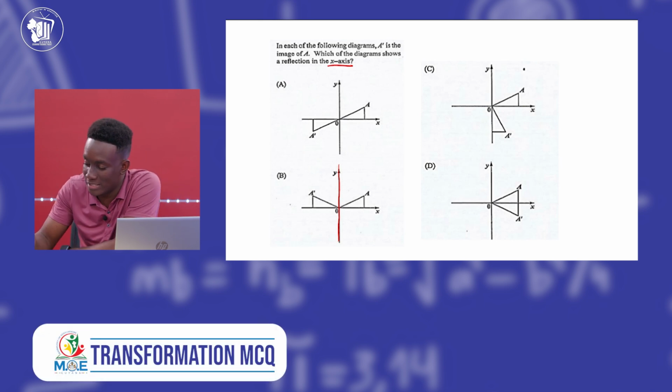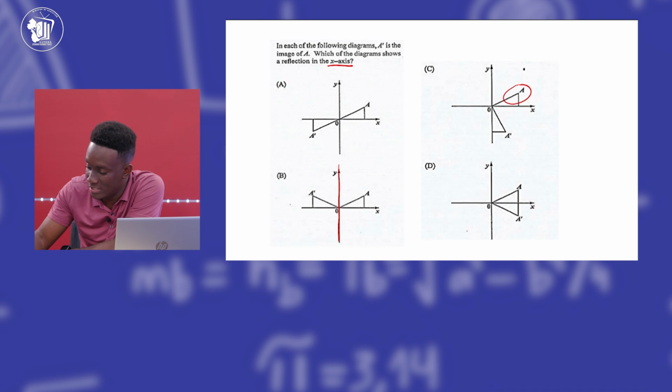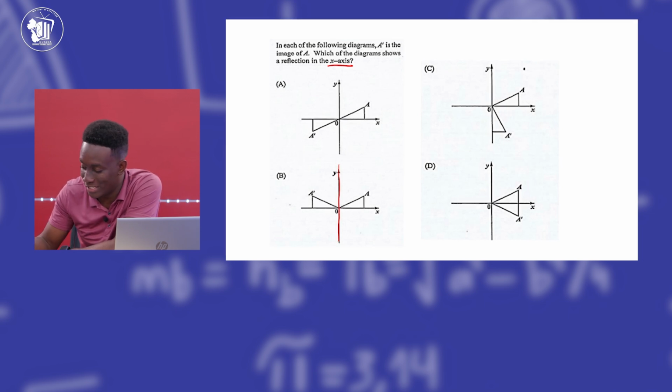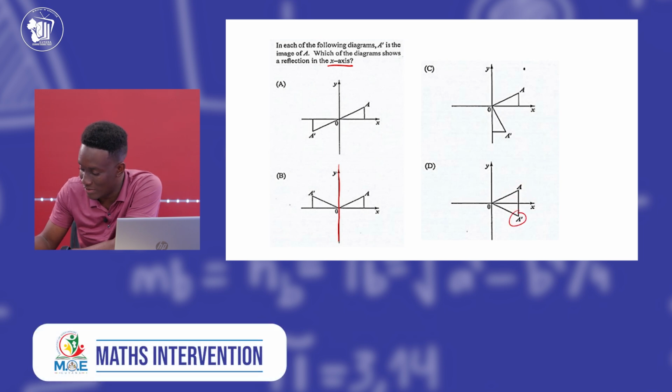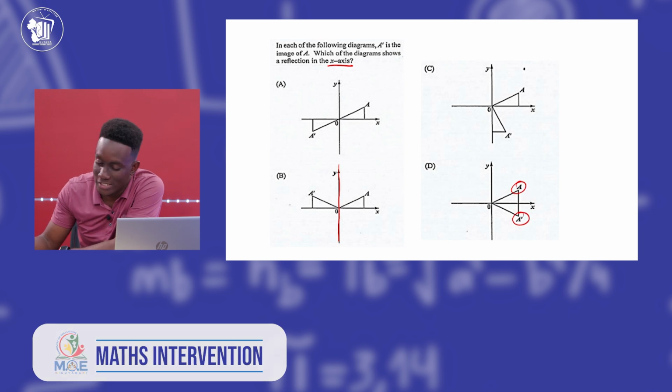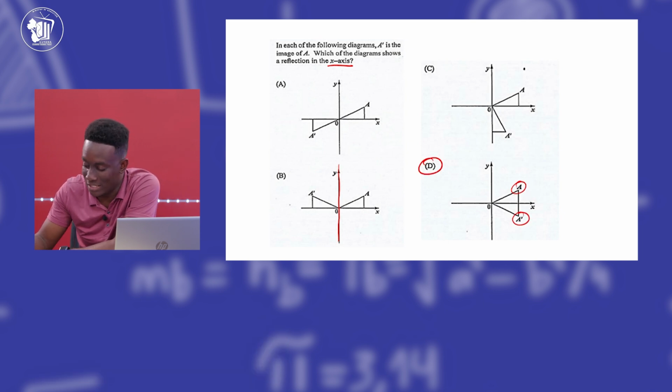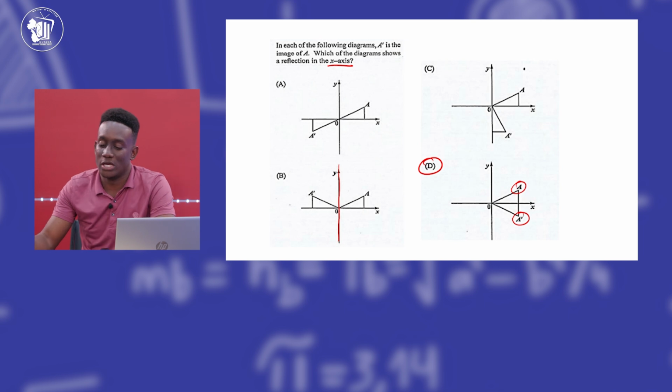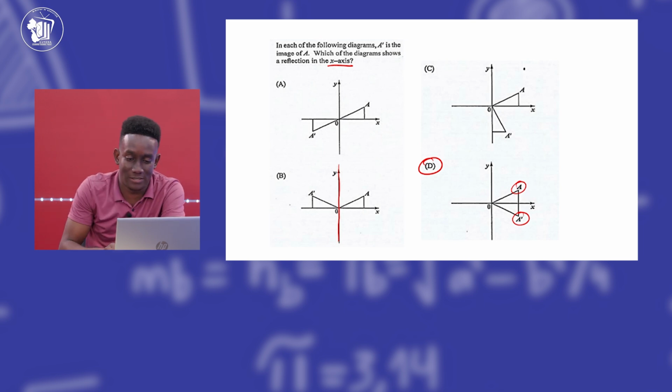So let's look at C. So I have C, the object here, and the image here. This looks more like a rotation about the origin, probably 90 degrees. But we're not talking about rotation. And last but not least, let's look at D here. So we have the object here, and we have the image here, and we can clearly see that this image is being reflected here. So the answer in this case is D. D is showing a reflection in the x-axis.